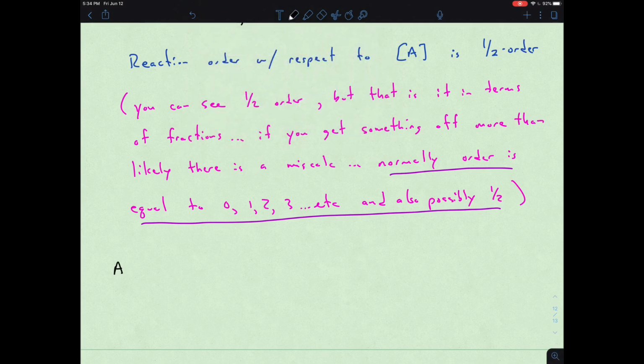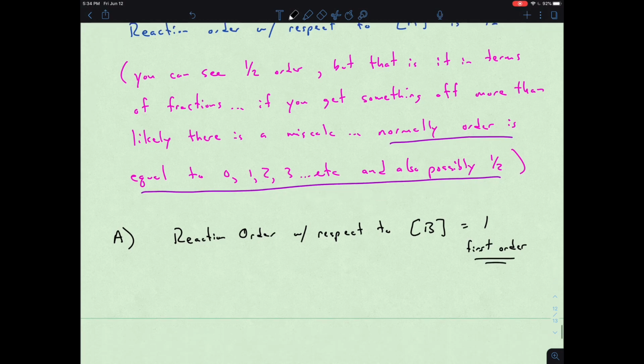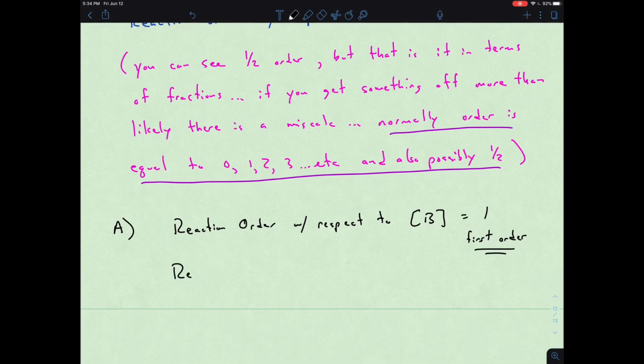So for part A, our reaction order with respect to molecule B is first order. And our reaction order with respect to A is 1/2 or half order.